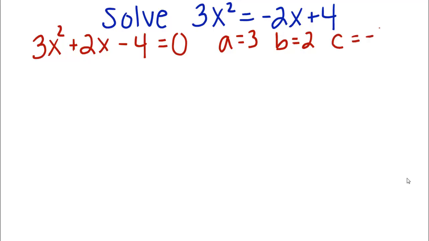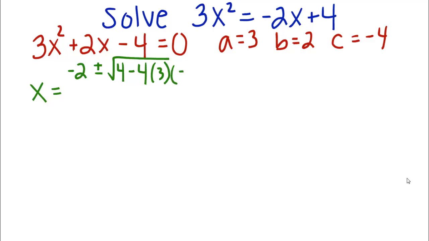We can now plug in to the quadratic formula. X equals negative b, in this case that's a negative 2, plus or minus the square root of b squared, so that's going to be a 4, minus 4 times a times c. So I didn't write out 2 squared, I just wrote out 4 for that first part. I did that in my head, but I did show the substitution for the other two numbers.